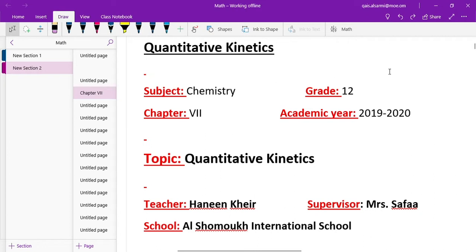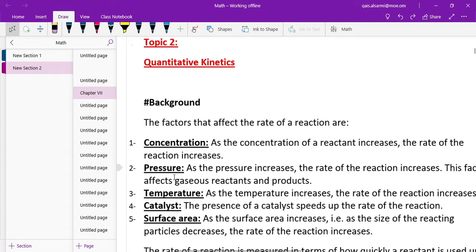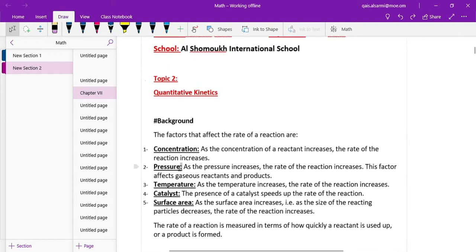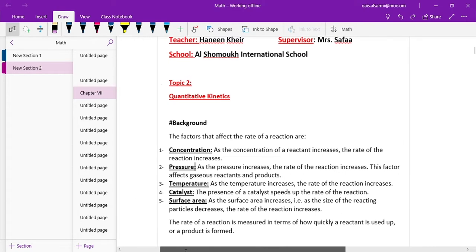I'll be explaining the second topic of Term 2 curriculum, Quantitative Kinetics. We will start by recalling the factors that affect the rate. So, as you already know from grade 11, there are 5 factors that affect the rate of a reaction.